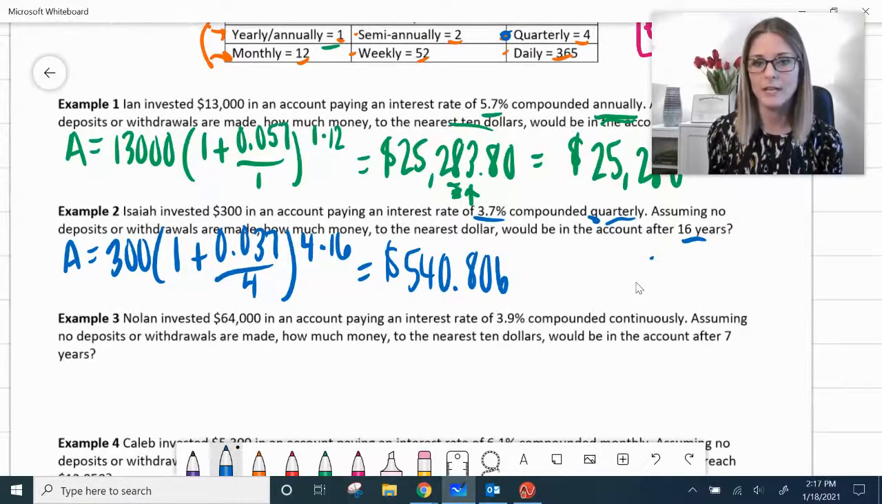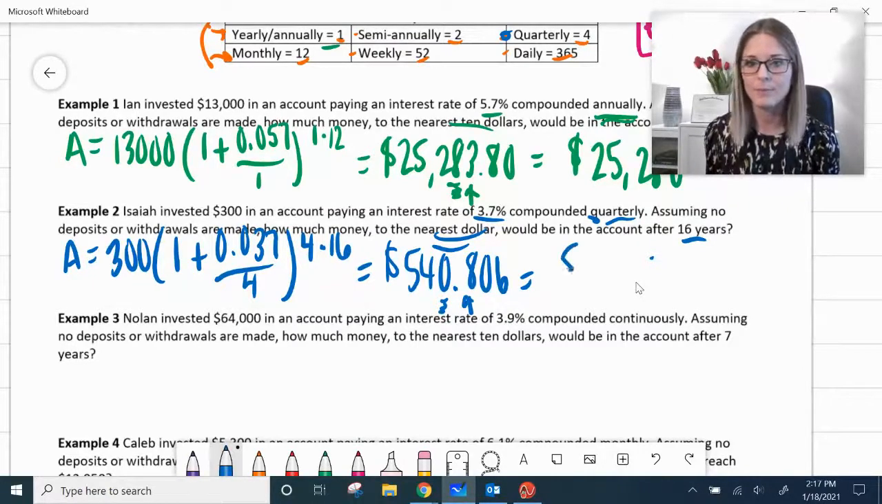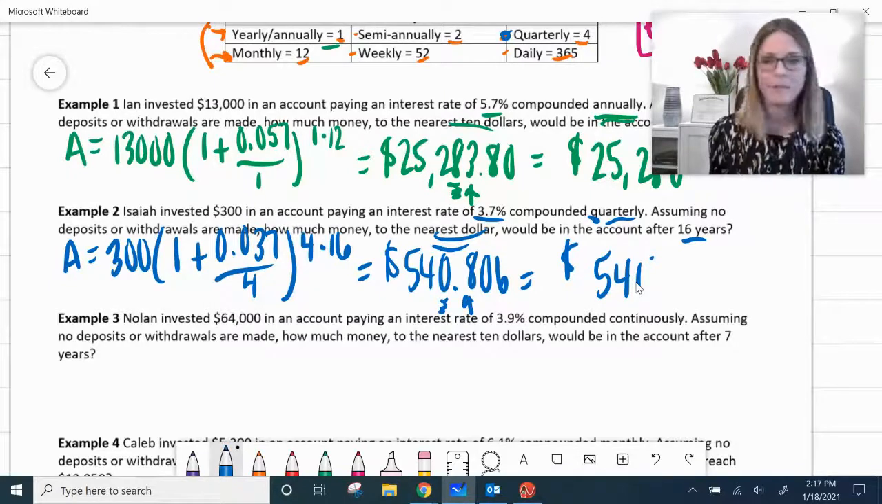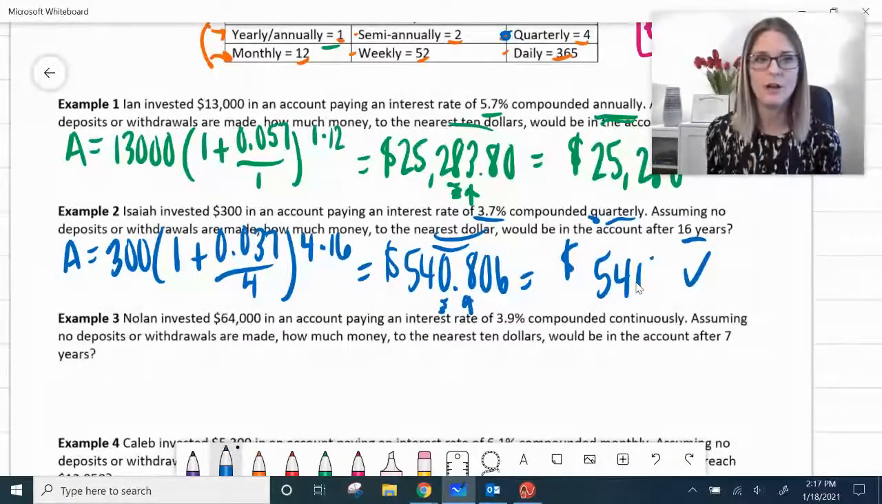540.806 was our calculator answer. Let's see, to the nearest dollar. I did not underline that before. To the nearest whole single dollar. So the 8 is telling me to round it up. He's going to have $541. There we go. Good job, Isaiah.